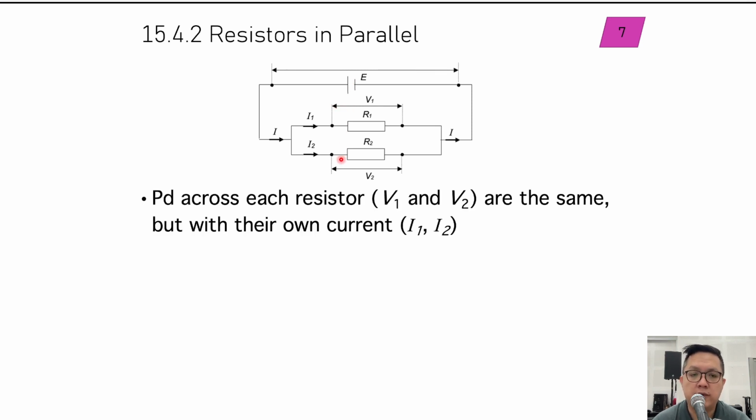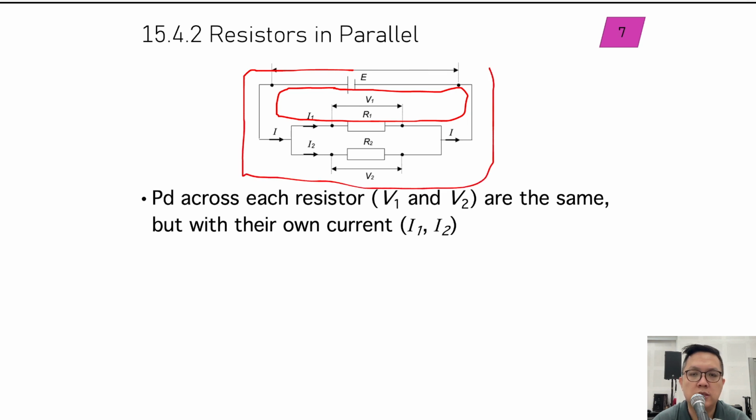Right, so first thing first, the PD across each resistor, V1 and V2, are the same. This is what I learned before, because if you look carefully, I'm just going to use a pen to draw. The first loop is this way, so this is the first loop. So I can say that E is equals to V1. The second loop is like this, the second branch. So this will tell you that E is equals to V2. Okay, so they both have the same potential difference, and both of them are equals to E.